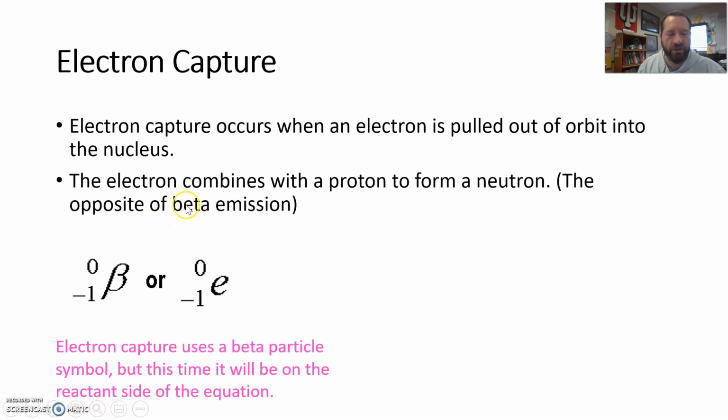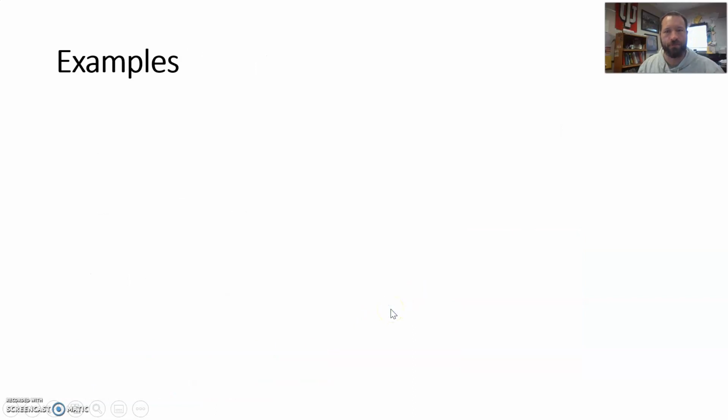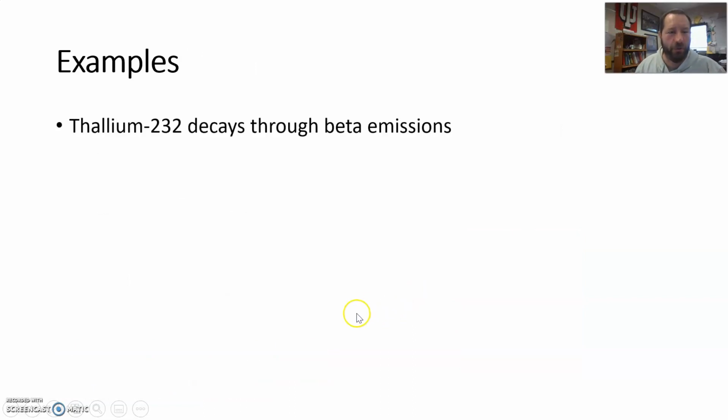Once it gets into the nucleus, that electron is going to combine with a proton, and it's going to form a neutron. So it's like the positive and negative charges cancel out. It's the opposite of a beta emission. So before, with a beta emission, we had a neutron splitting into a proton and electron. Now, we have a proton and electron combining to form a neutron. Those two charges wipe out, and the mass of the proton stays, and you have a neutrally charged neutron. Take a look at a couple of examples here.